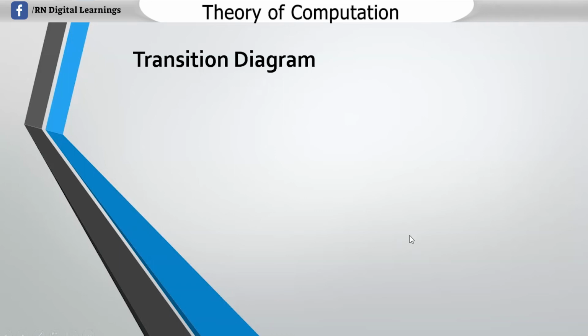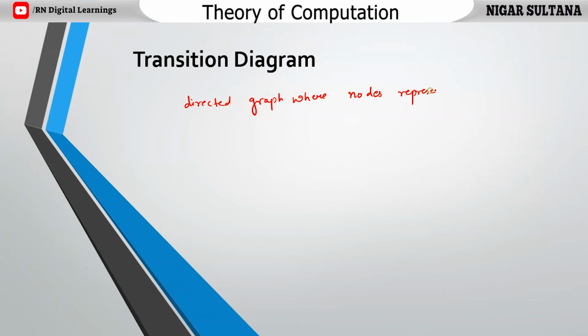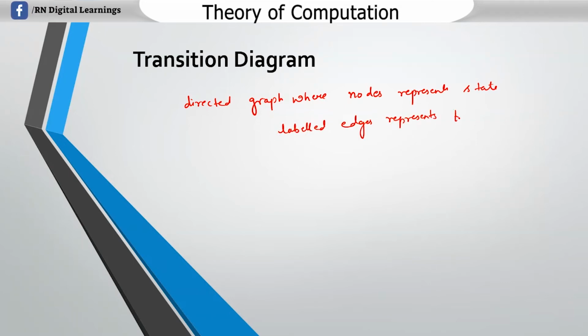Now, what is a transition diagram? A transition diagram is a directed graph where nodes represent states, whereas the labeled edges represent the transition function. I'll show you an example for the transition diagram. First, let's know what are the notations we are going to use in the transition diagram.